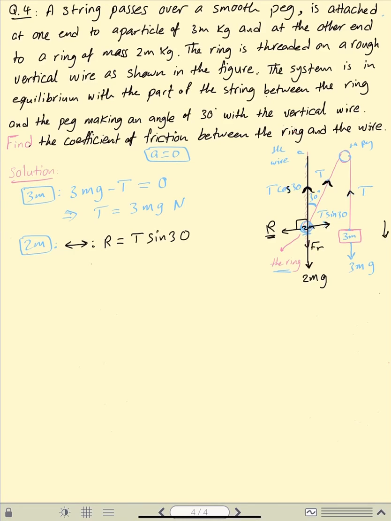Not R is here, be careful. R is not here. R is not always in this direction. R is always making 90 degrees to the surface of motion. So by replacing the value of T in here, R is equal to 3mg sine 30, which, sine 30 is having the calculator, so R is equal to 3 over 2 mg newtons.